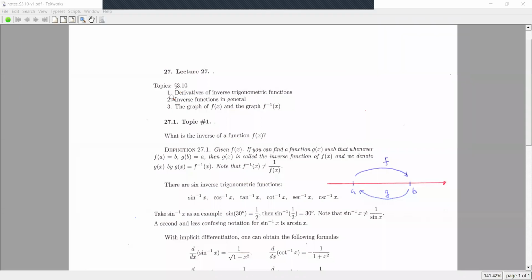Section 310, three topics. Topic 1, derivatives of inverse trigonometry functions. Topic 2, inverse functions in general. Topic 3, the graph of function f and the graph of its inverse function.